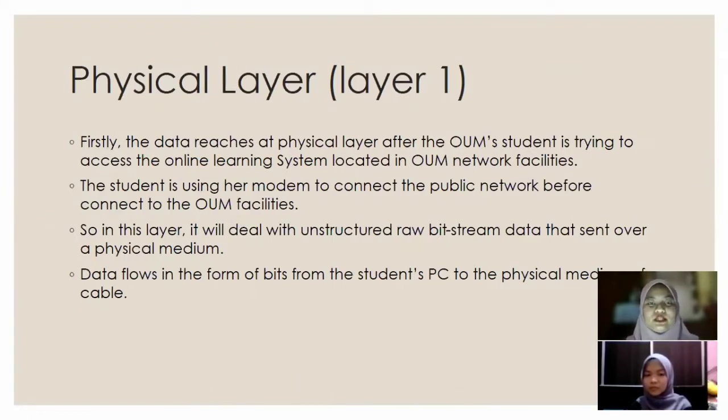Layer 1, physical layer. Firstly, the data reaches the physical layer after the OUM student tries to access the online learning system located in OUM network facilities. The student is using her modem to connect to the public network before connecting to the OUM facilities. In this layer, it deals with unstructured raw bit stream data that is sent over a physical medium. Data flows in the form of bits from the student's PC to the physical medium of cable.